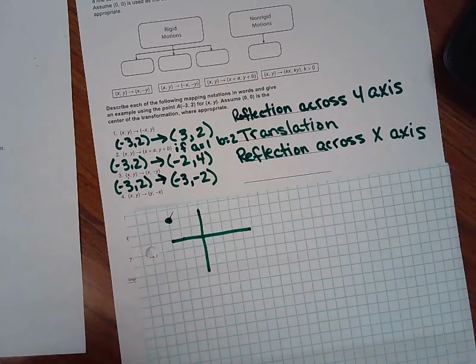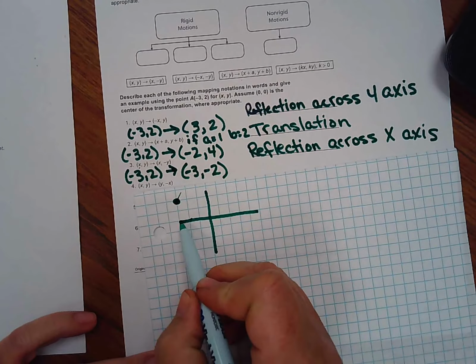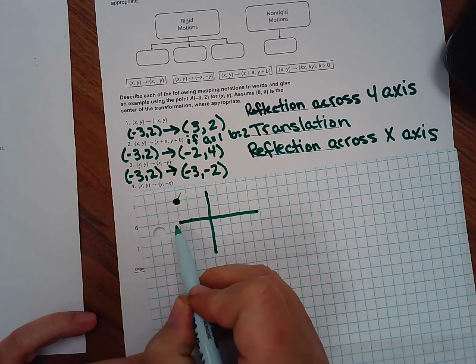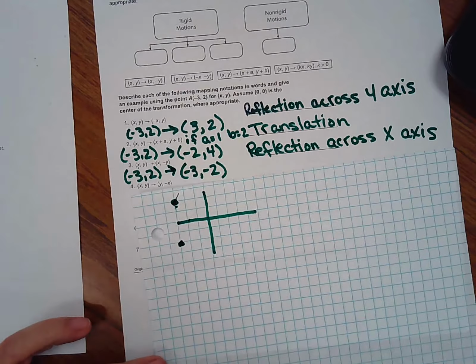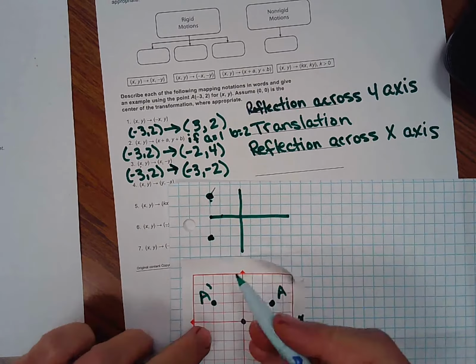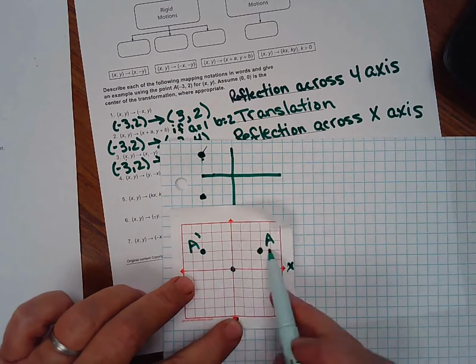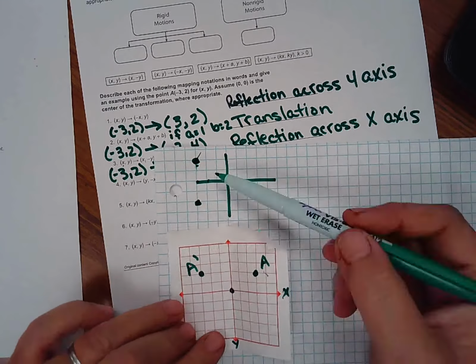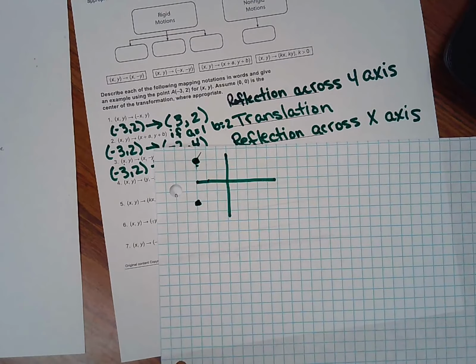So let me show you this one more time. I'm not going to keep doing this every time, but from -3, 2 to -3, -2. So this time it reflects across the x-axis. Last time we had a reflection, it was across the y-axis, up and down, so it reflected from side to side. This one is across the x-axis, so it reflects from top to bottom.